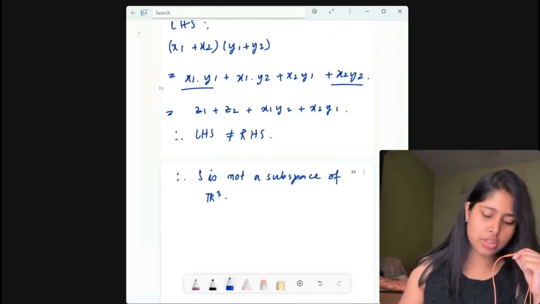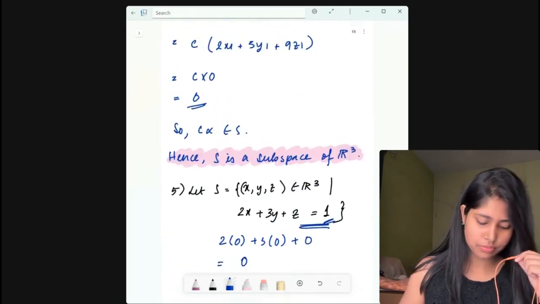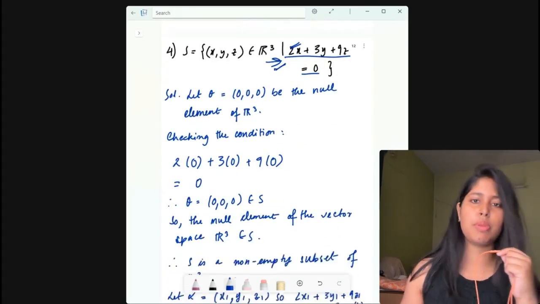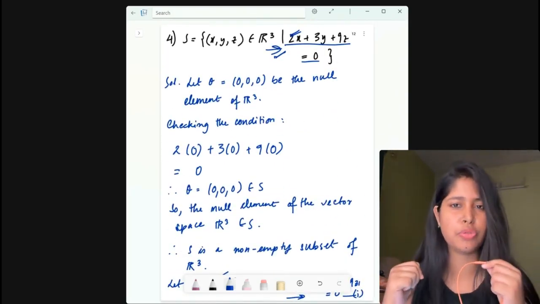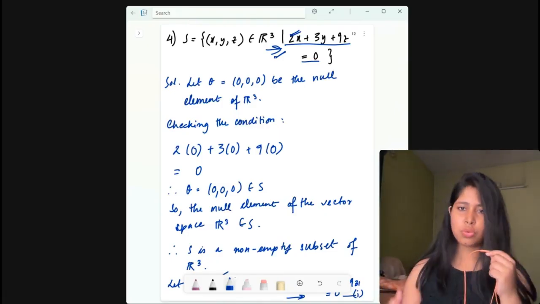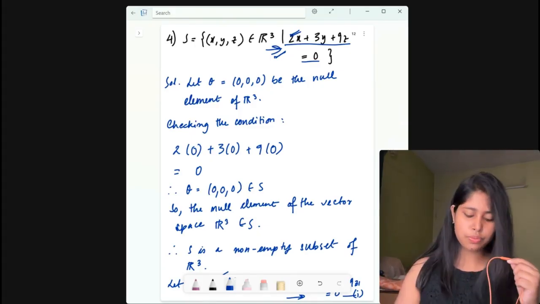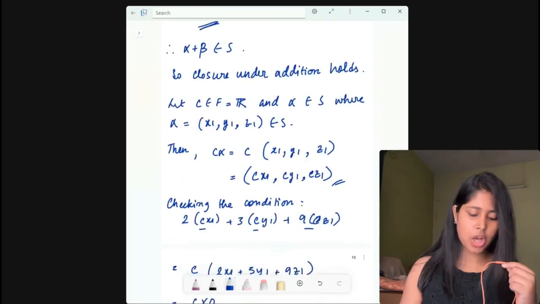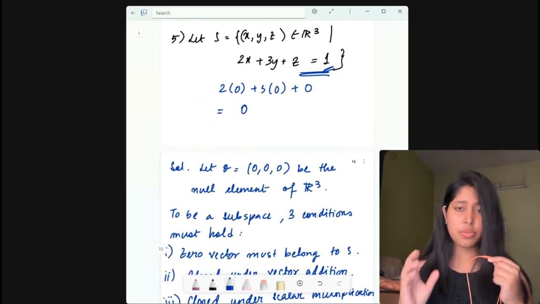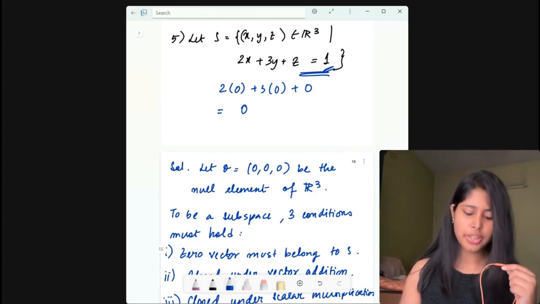So let us first do a little bit of a recap of what we did. Coming to the fourth question, what was the condition? It is 2x plus 3y plus 9z equals 0. And was that a subspace? It was a subspace, right? This is how we did the working. For question number 5, the condition is 2x plus 3y plus z equals 1. Was that a subspace? It was not a subspace, right?